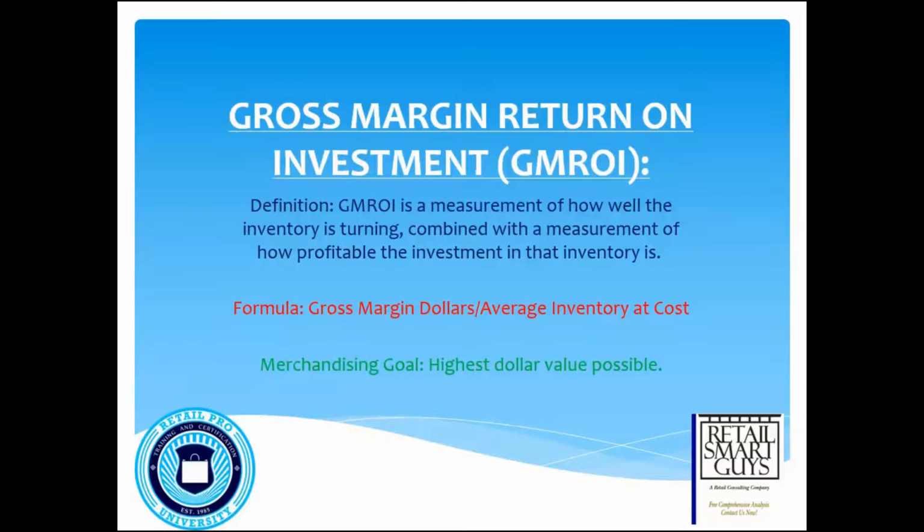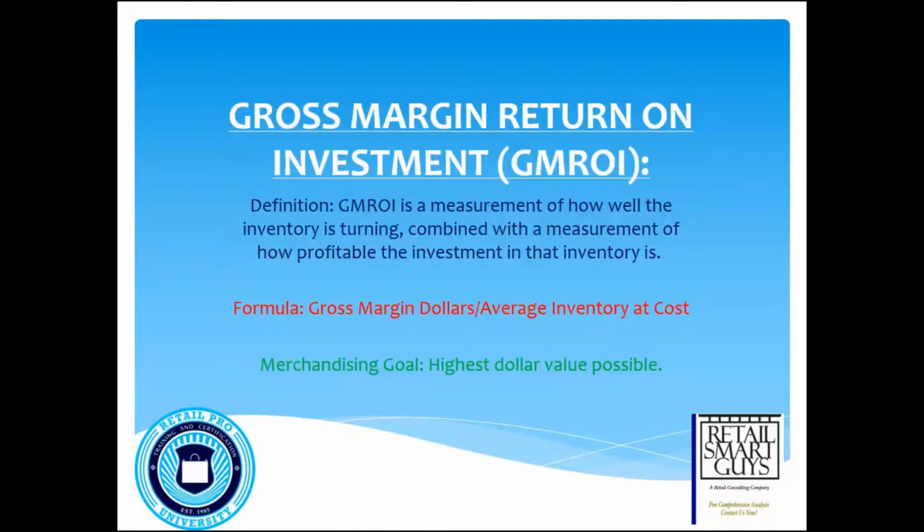So, the definition of gross margin return on investment, or GMROI, is a measurement of how well the inventory is turning, combined with a measurement of how profitable that investment in that inventory is. When I look at the formula for GMROI, I'm looking at the gross margin dollars divided by the average inventory cost. And this is usually done over time. Okay? And typically it's 12 months.